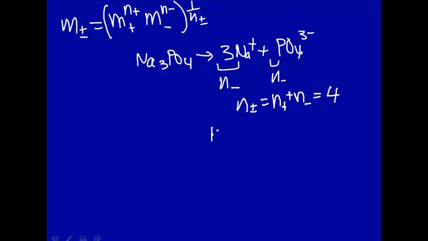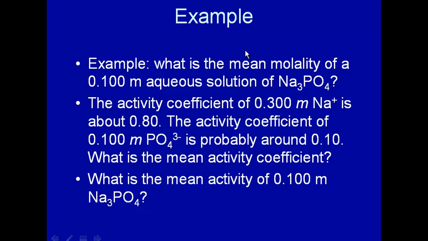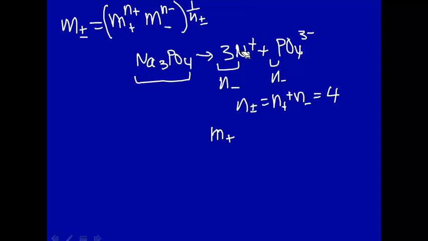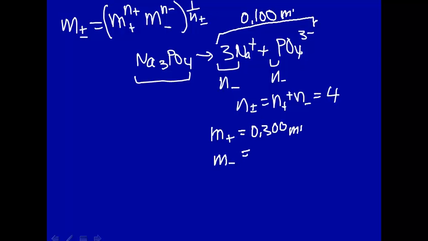The solution concentration here is 0.100 molal. So the m plus is 3 times that, 0.300 molal. And the m minus, well, if you have a 0.1 molal solution of this, you only have a 0.1 molal solution of that. All right, so I think we have everything we need to calculate m plus minus.